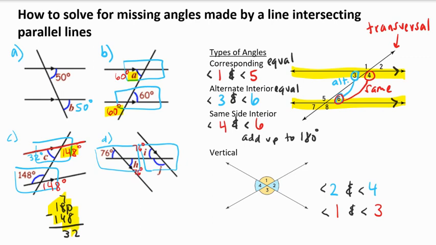And then for J here, I can see that there's a straight line right here. So these two angles are going to add up to 180 degrees. So if I do 180 minus 76, I get 104 degrees. That's what J equals.